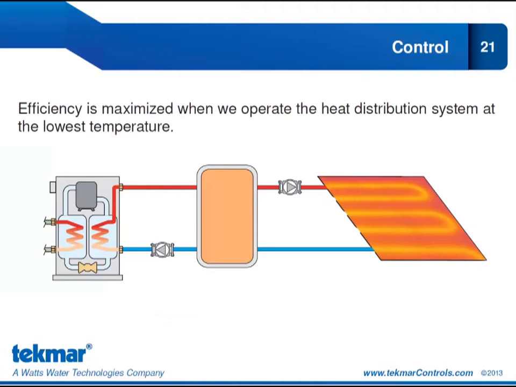Now, where does the control come into play? Well, we know that efficiency is maximized when we operate the heat distribution system at the lowest possible temperature. And part of that has to do with the selection of the terminal units. But another part of that comes through control. So what can we do to reduce that temperature as much as possible without impacting occupant comfort? We're going to look at 3 different control features. And the first 2 we'll look at are outdoor temperature reset and indoor temperature feedback, and how both of these features act to lower supply temperatures wherever possible.